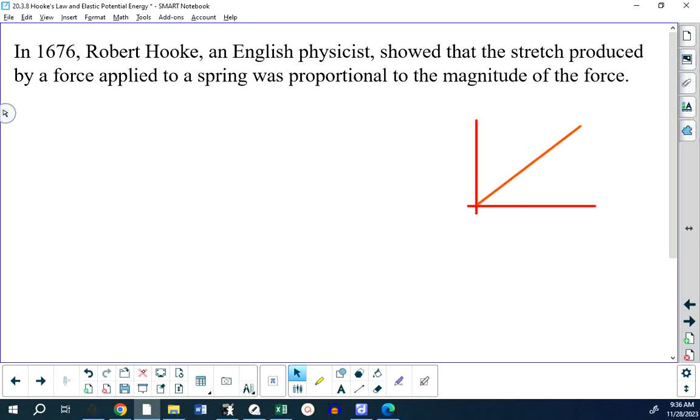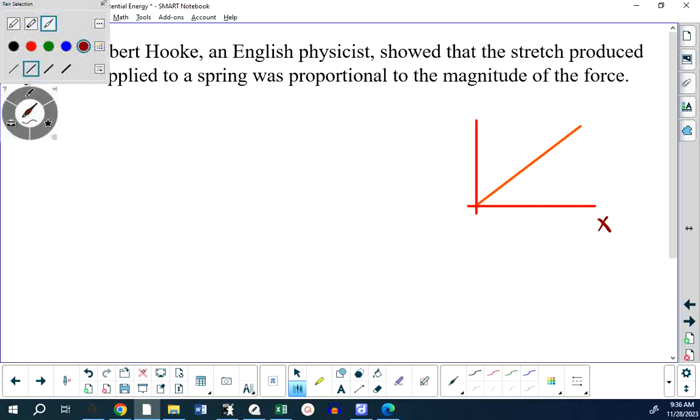And unpacking this statement, he's saying that the stretch produced is proportional to the magnitude of the force. I'm going to turn that around, and I hope this makes sense to you, that if I say the number of dollars you pay is proportional to the number of liters, I could say the number of liters is proportional to the number of dollars, that they're proportional to each other. And I'm going to choose to put this x down here. This is the variable we're going to use. And this x is the stretch produced. It's a distance.